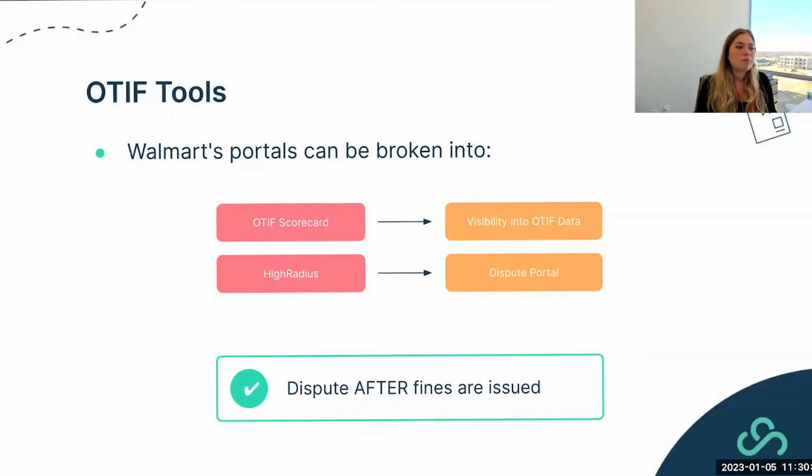So, taking a step back, the OTIF tools can be broken up into 2 key segments: the OTIF scorecard and HighRadius. The OTIF scorecard is going to give you visibility into what your OTIF score is and where you're being impacted. HighRadius is where you go and dispute it, and you're going to see those fines come through. And again, you're going to dispute after the fines are issued, not before.